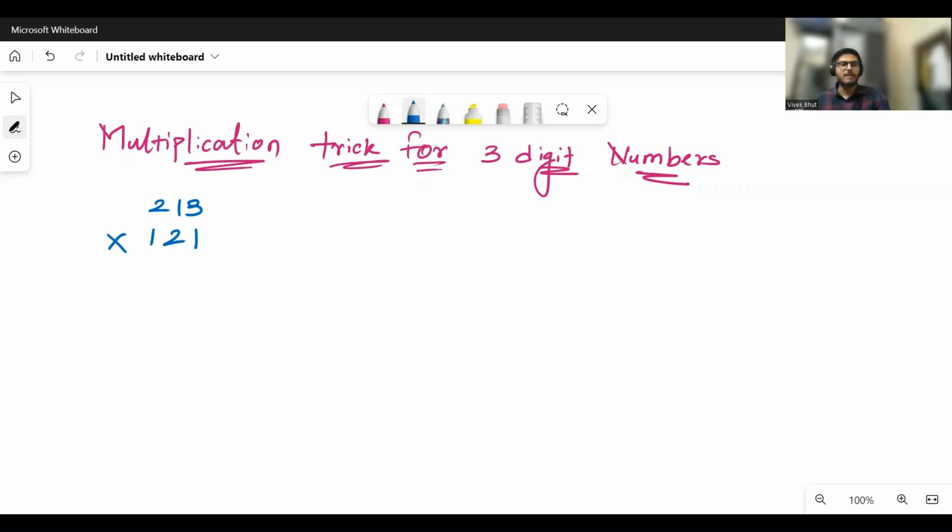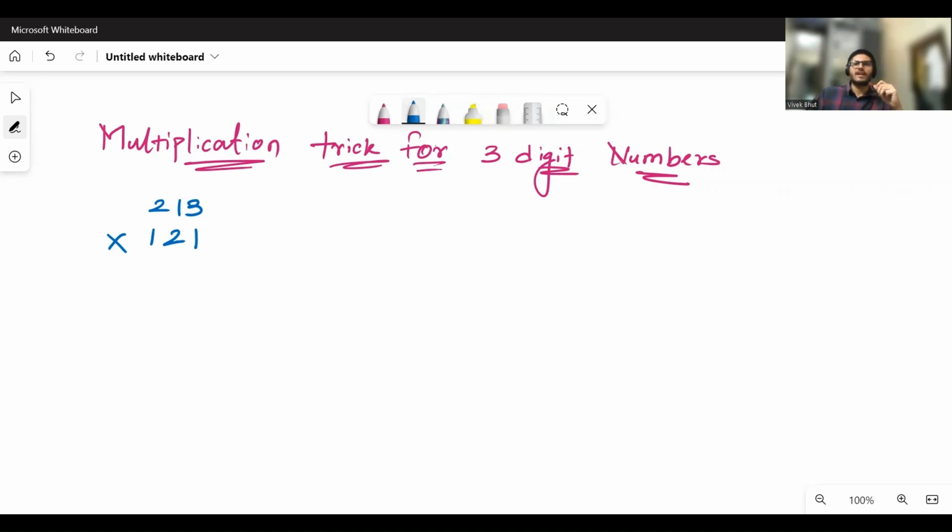Now, to multiply these three-digit numbers, we are going to follow certain steps. It's not that you don't know how to multiply three-digit numbers. You know the traditional method: you multiply the one of 121 with 213, then two with 213, then one with 213, and then you add them. That was the traditional method. But in that method, you get lots of big numbers and lots of addition, so it gets messy sometimes, and it also takes a lot of time.